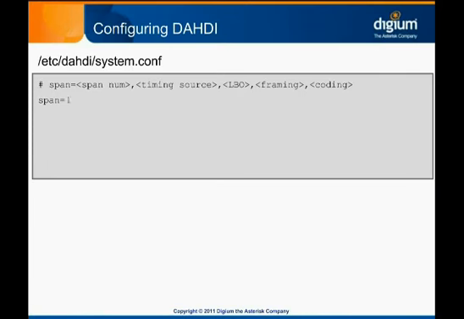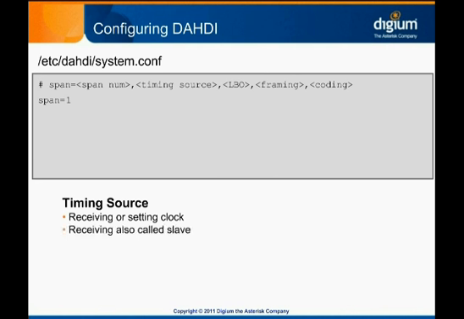The timing source is used for synchronization purposes to indicate whether this side of the span will be receiving or setting the clock for the link. Receiving a clock signal may also be called slave, and setting the clock signal may also be called master. One side or the other of a link, but not both, should try to set timing. If neither side sets it, or if both sides try to set it, the span is likely to lose synchronization and experience frame slips or other problems. These usually result in audio quality problems and could even result in all calls on the span being dropped.